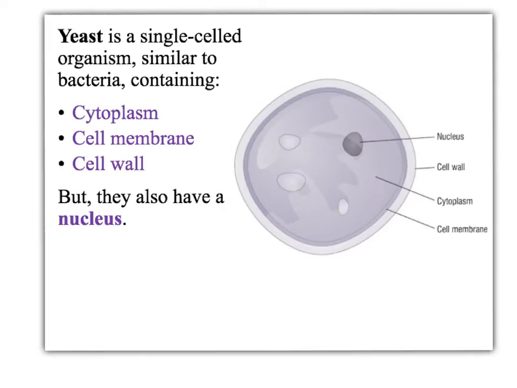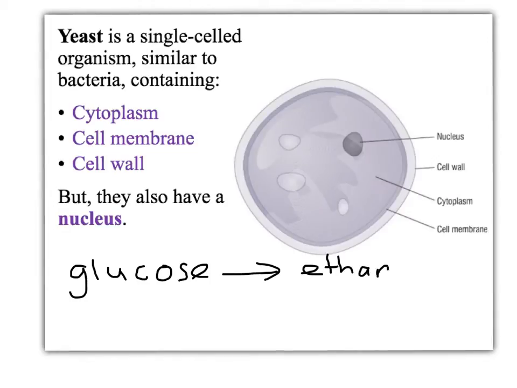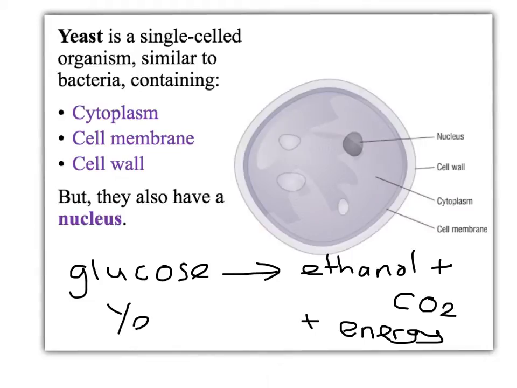And essentially, what we have is when yeast respire anaerobically, they use glucose, and this makes ethanol plus CO2 and energy, and it can be used in brewing. So that's if yeast respires anaerobically.